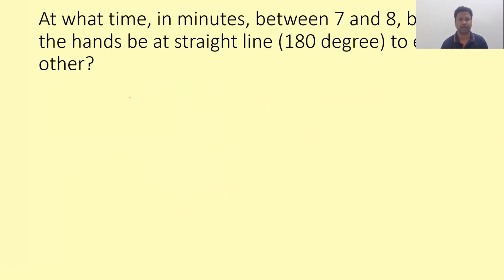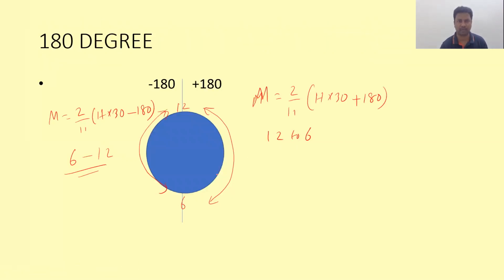See this, at what time in minutes between 7 and 8 o'clock do both the hands form a straight line, that is 180 degrees? They're asking for 180 degrees. 7 and 8 o'clock will be represented here as 7 and 8. So they are asking what? In the left side of the interval. So which formula do you want to use? Minus formula. Okay, minus formula.